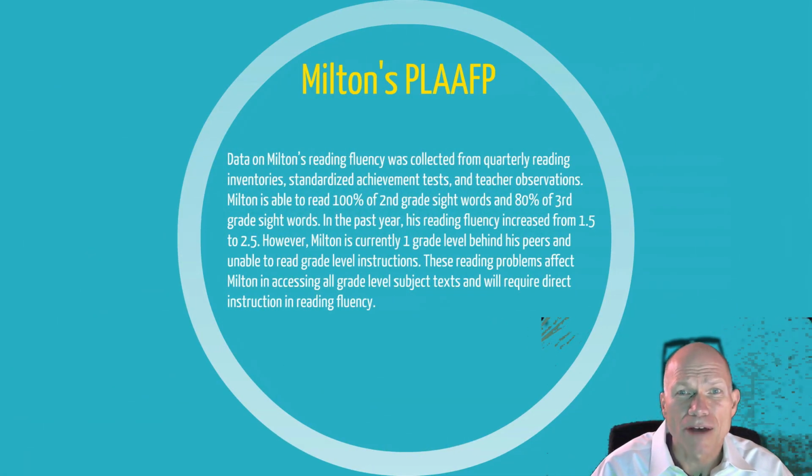Here is Milton's PLAAFP. Data on Milton's reading fluency was collected from quarterly reading inventories, standardized achievement tests, and teacher observations. Milton is able to read 100% of second grade sight words and 80% of third grade sight words. In the past year, his reading fluency increased from 1.5 to 2.5. However, Milton is currently one grade level behind his peers and unable to read grade level instructions. These reading problems affect Milton in accessing all grade level subject texts and will require direct instruction in reading fluency.